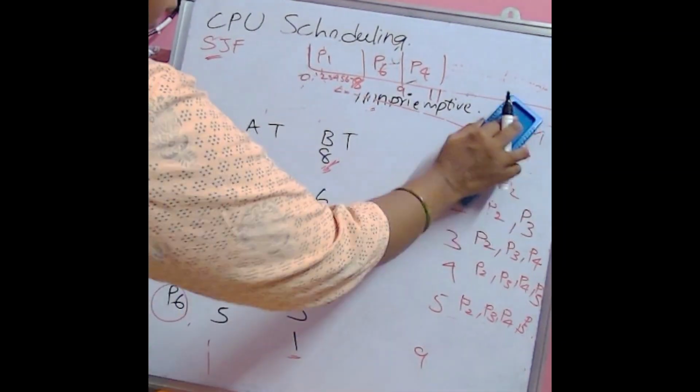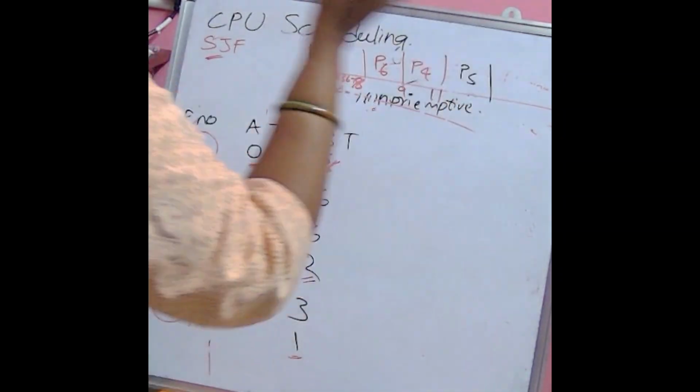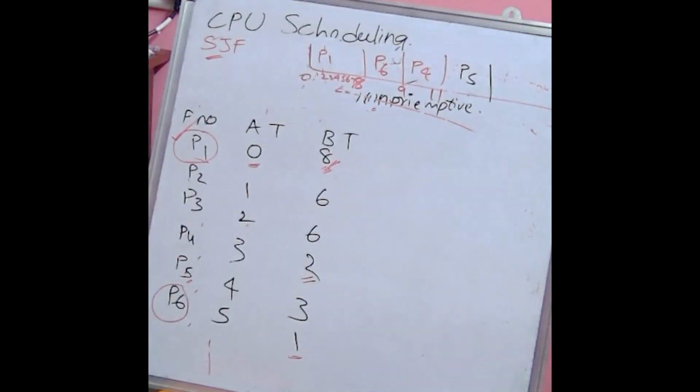After that, which one is less? P5, ma'am. P5. Next, P3 and P2. P4 has also completed its execution. P5 has also completed its execution. The remaining are P2 and P3. Both require 6 units of CPU time.